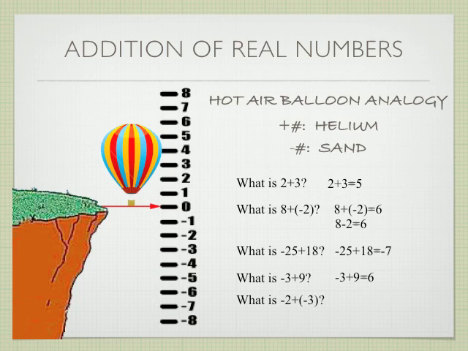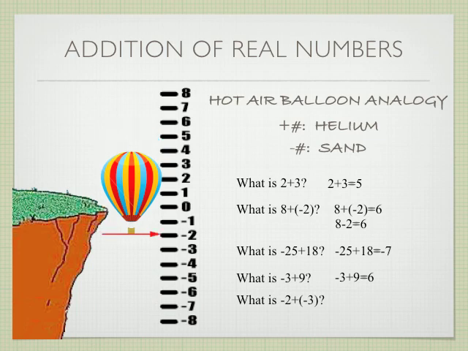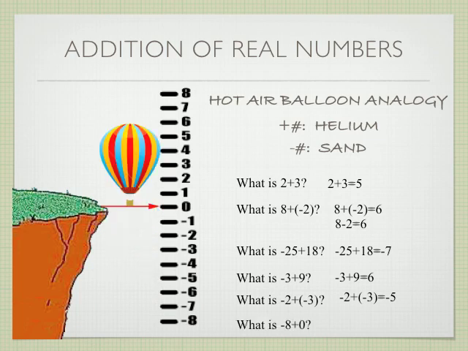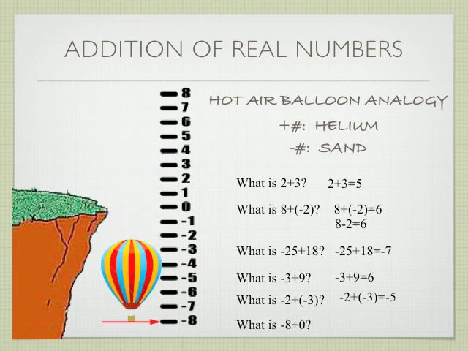How about negative 2 plus negative 3? Well, I drop below the cliff 2 feet. I drop 3 more feet down, so I'm 5 feet below the cliff. Notice my negatives did not cancel each other out. If I'm just adding them together, then I'm just compounding the negative behavior. What is negative 8 plus 0? Well, I go down 8 feet and I stay. That's kind of a silly one.